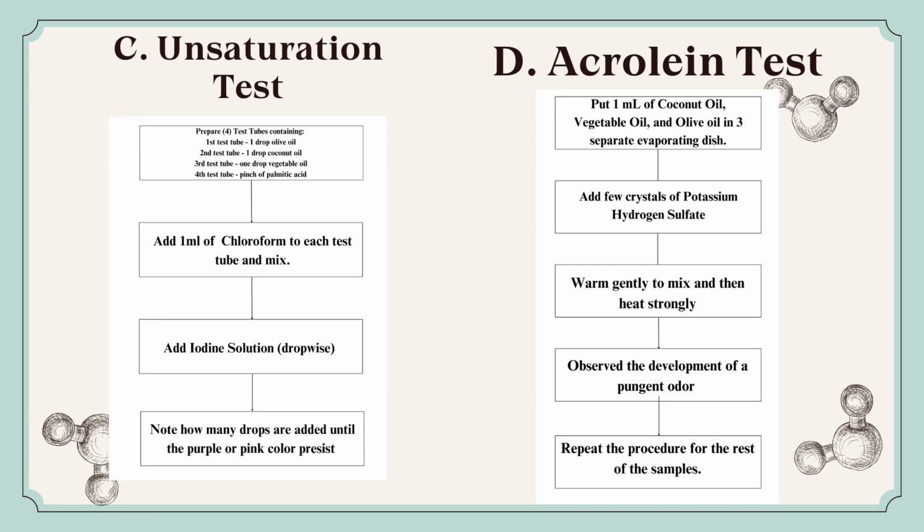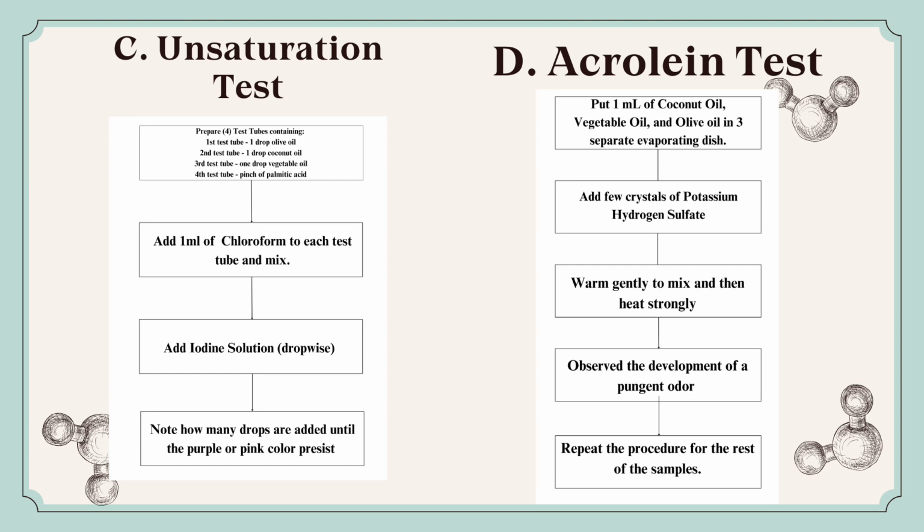The first step is the preparation of the 4 lipid samples in the test tubes. 1 drop of olive oil in the first test tube, 1 drop of coconut oil in the second test tube, 1 drop of vegetable oil in the third test tube, and lastly, in the fourth test tube, a pinch of palmitic acid. Next, we added 1 ml of chloroform to each test tube and mixed, followed by adding iodine solution in a dropwise manner to each test tube containing the samples until the purple or pink color persists in its reaction.